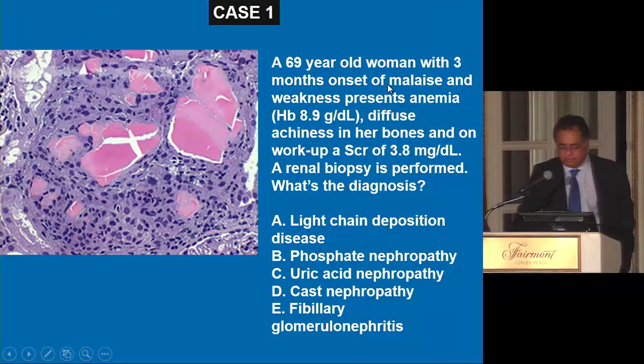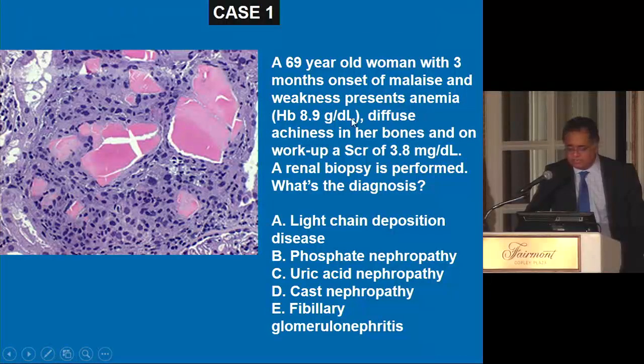In the history, of course, you see this is very common, this presentation, this prodrome of malaise and weakness, anemia, obviously, diffuse achiness in the bones, and then renal failure.